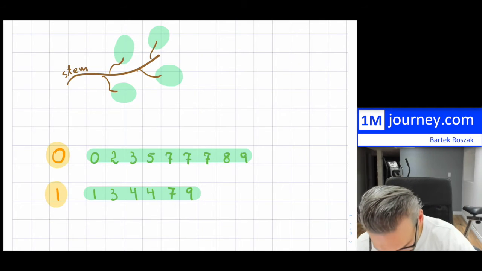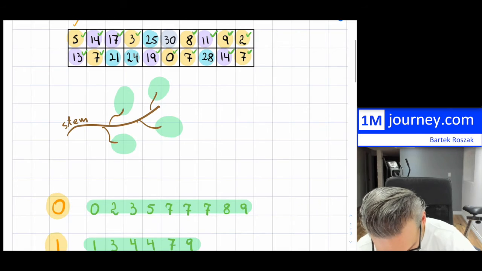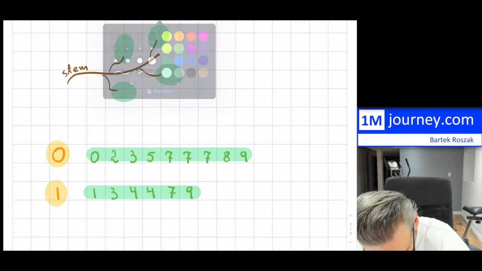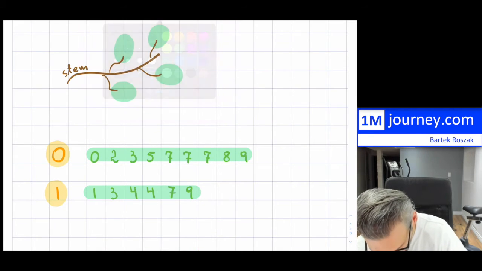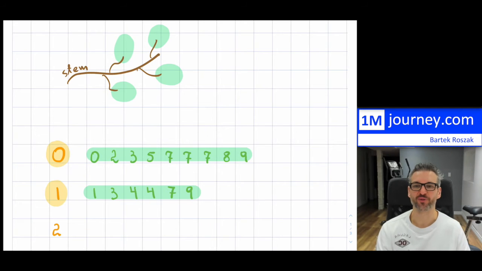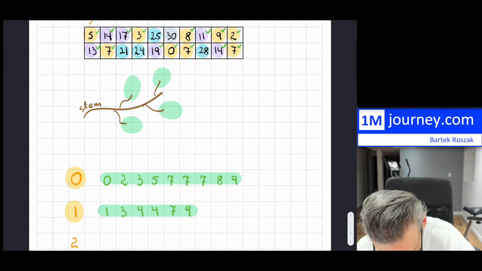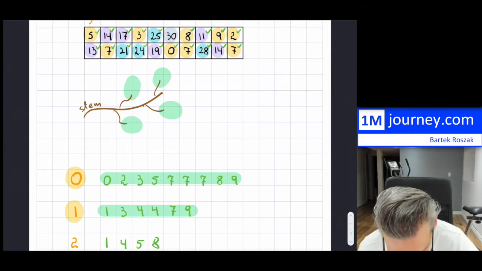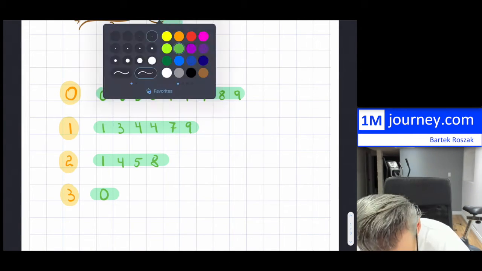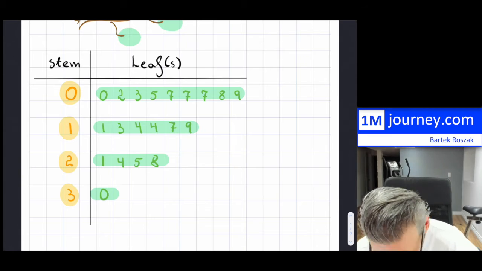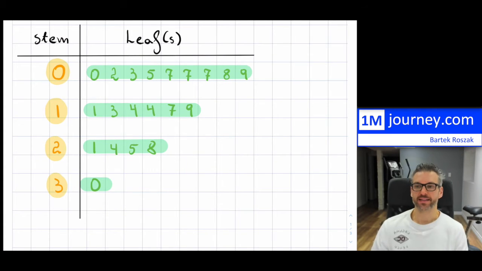And now you can do that again with the 20s. I'm going to do that with the 20s, and I'll speed it up for you in the video. And then I'll do the 30s as well. All right, and that finishes our actual stem and leaf chart or plot.